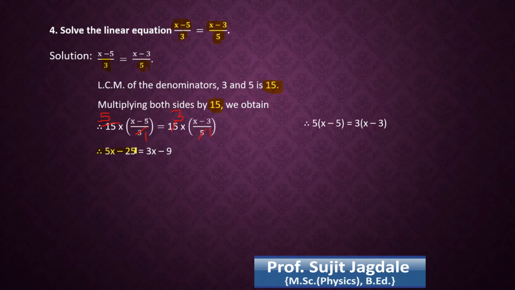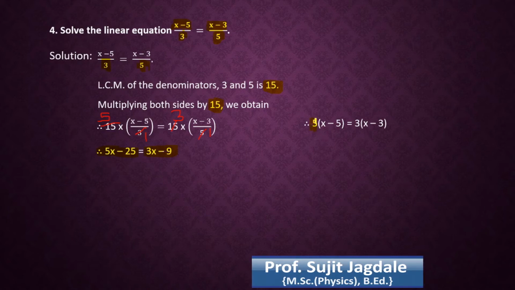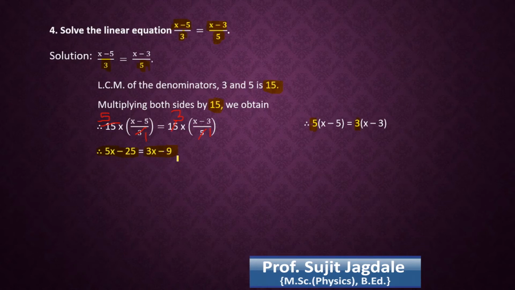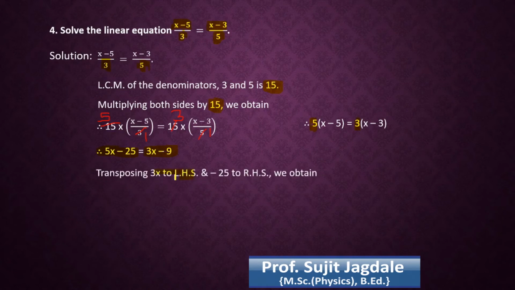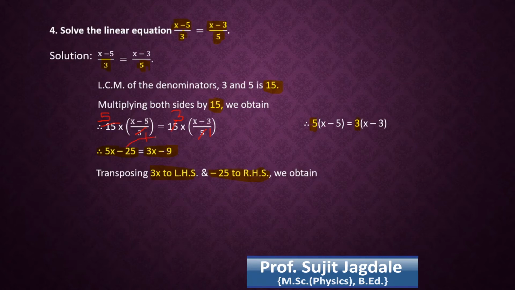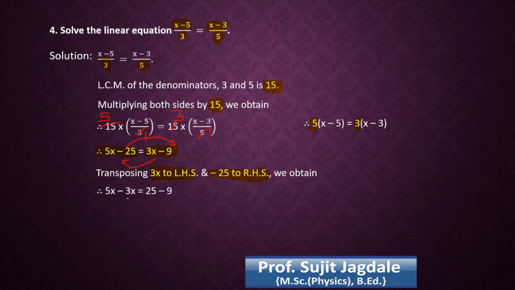Now 5x minus 25, which is equals to 3x minus 9, will be the simplified form after solving these brackets. That means we multiply by this 5 inside that bracket and by 3 inside the other bracket. So we are getting 5x minus 25 equals 3x minus 9. Now again transpose 3x to the LHS and minus 25 to the RHS. As the negative sign is there, after transposing 25 to RHS it will become positive, and after shifting 3x to the LHS, it will become negative. So we are going to get 5x minus 3x, which is equals to 25 minus 9.